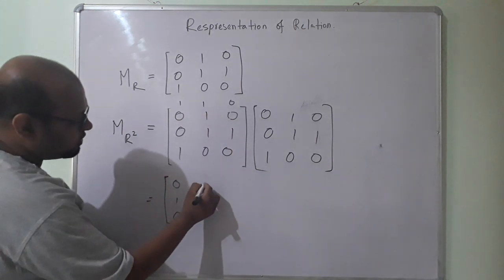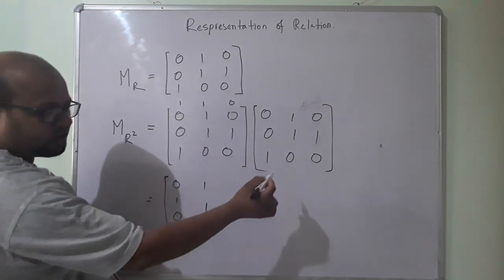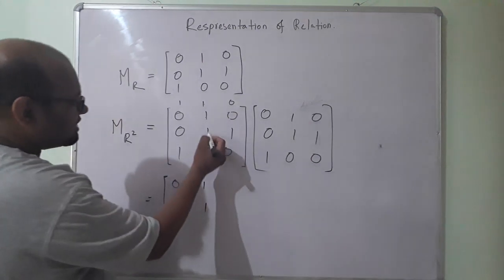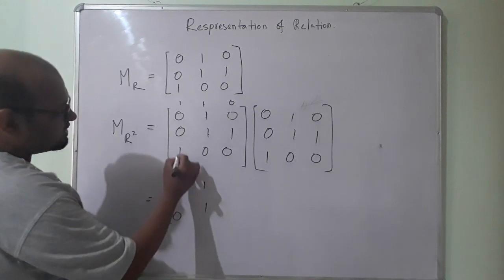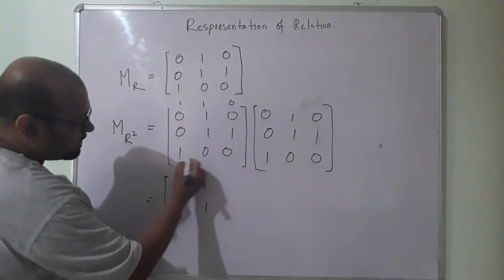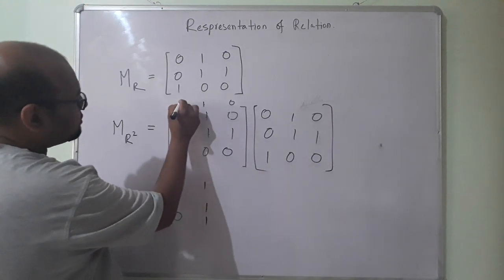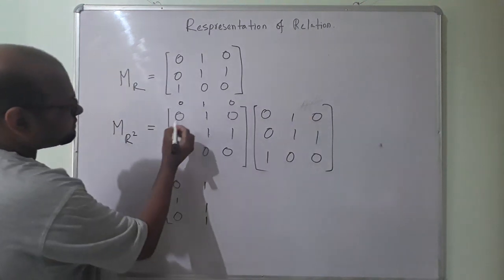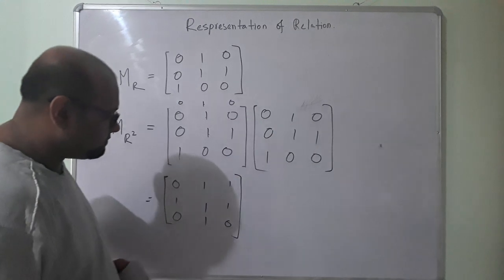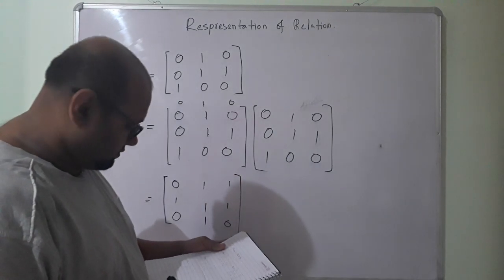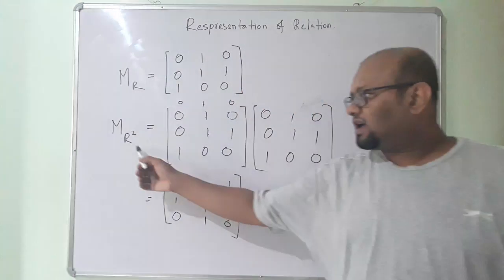So all these 3 will become 1. These 2 will be ANDed and become 1. And when I OR with other things, this will become 1. Similarly, these 2 will become 1. And when I OR with other things, this will become 1. Alright. Then let us multiply with the last one. 0, 1, 0. And this is going to be 1, 1, 0. So yeah. This is the matrix representation of R square.